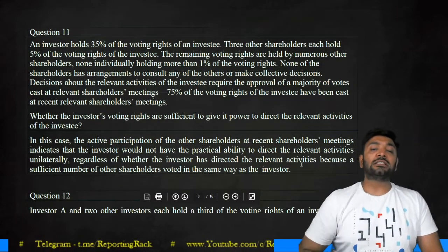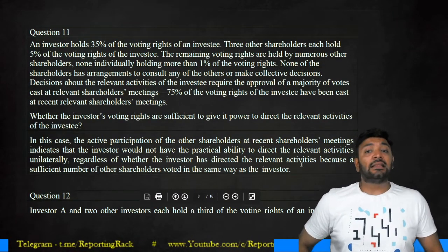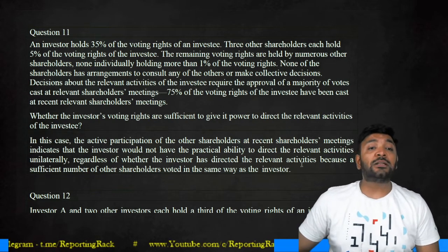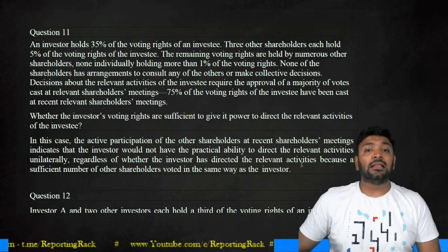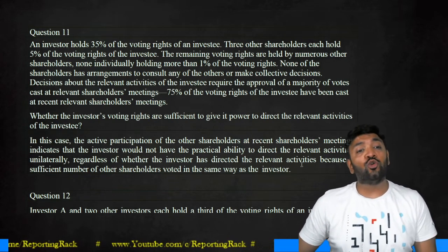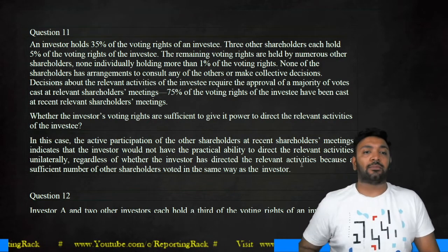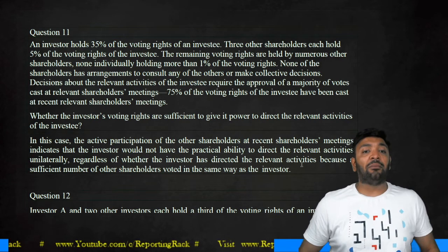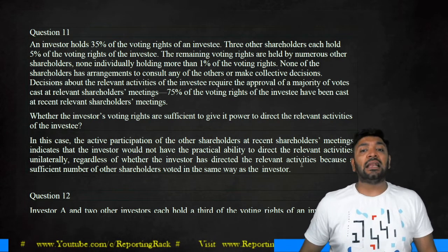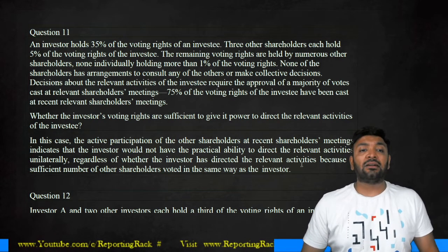An investor holds 35% of voting rights. Three other shareholders hold 5% of voting rights in the investee. The remaining voting rights are held by numerous other shareholders, none of them individually holding even 1%. None of the shareholders have made an arrangement to consult any others or make collective decisions.